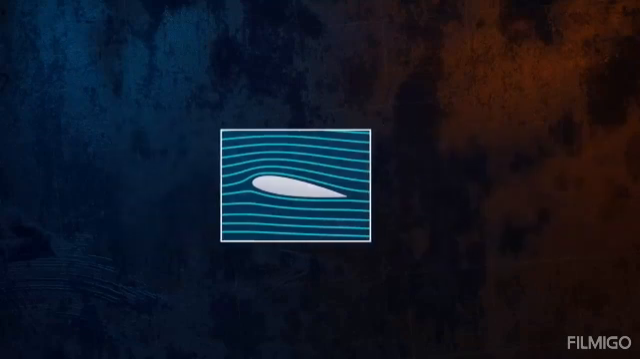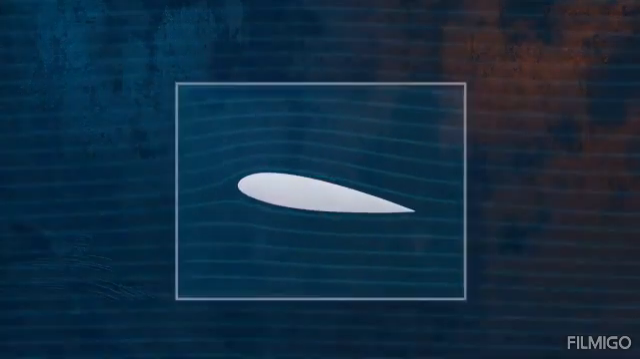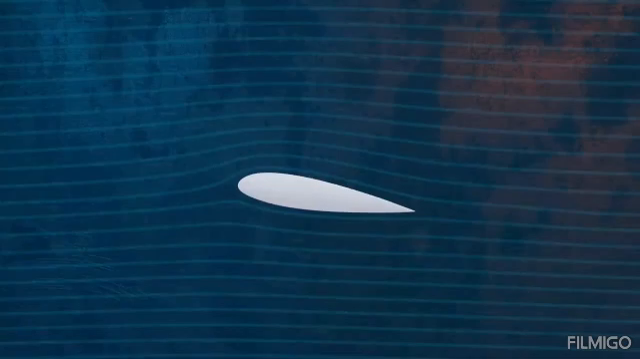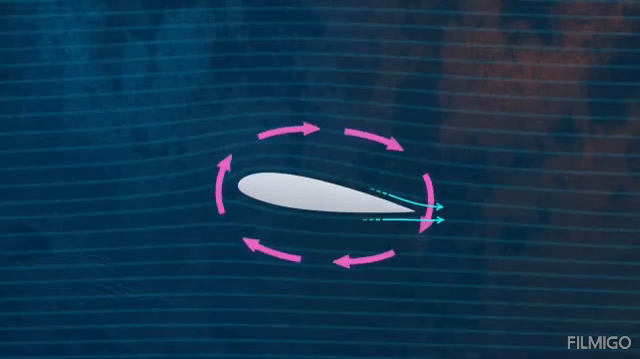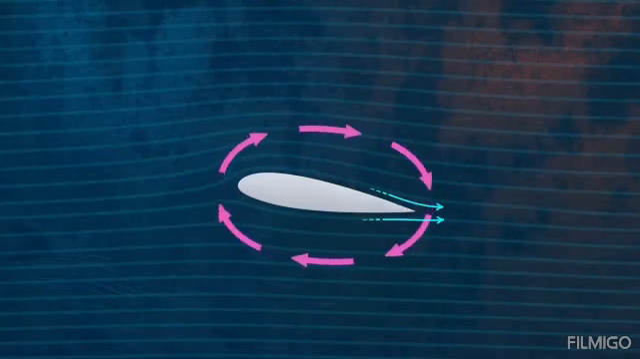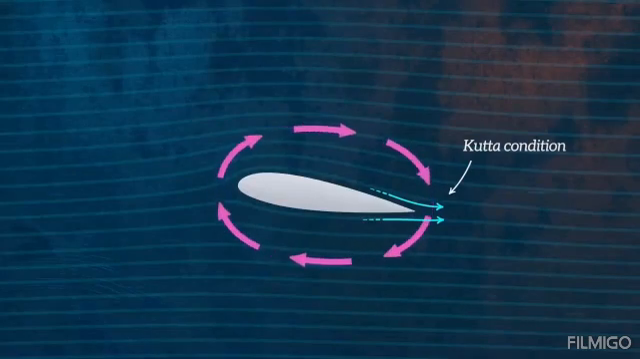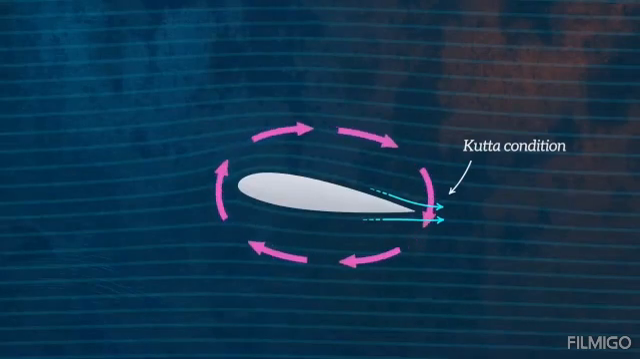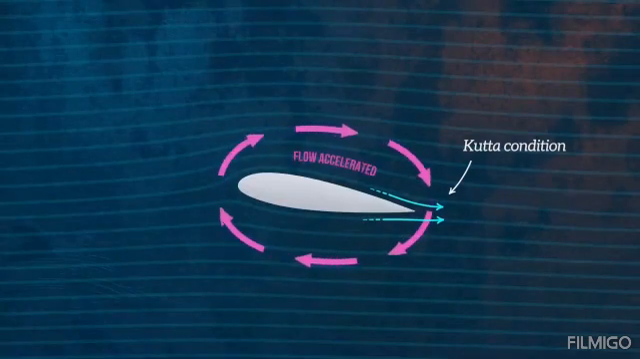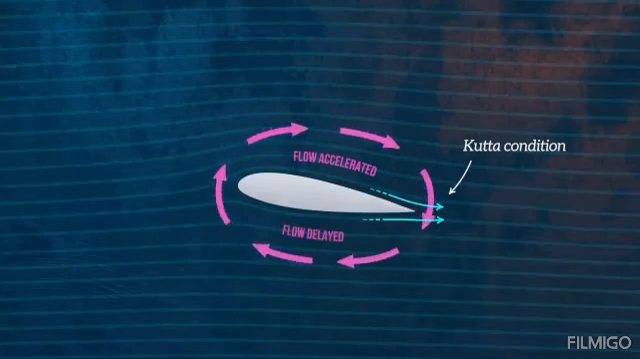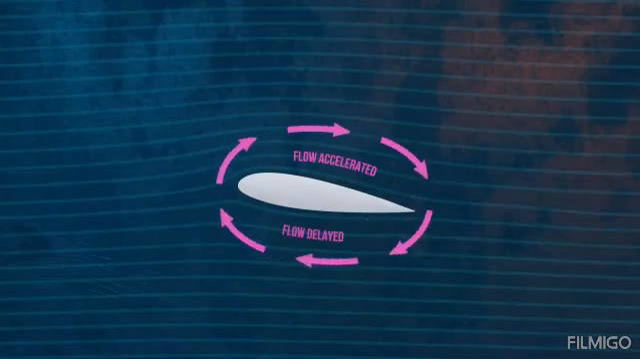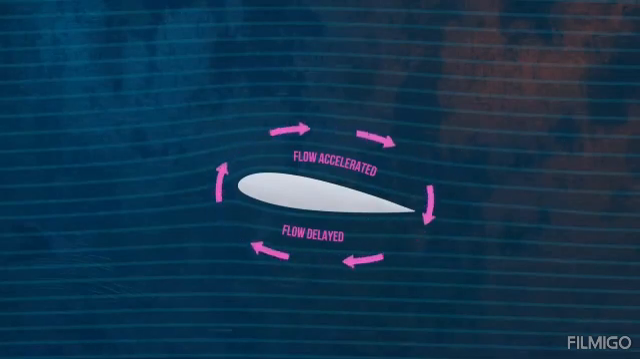If we impose a condition that says the flow above and below the airfoil must be parallel when leaving the trailing edge, we can calculate the exact amount of circulation that must be generated by the airfoil to do this. This is called the Kutta condition. Circulation has the effect of accelerating the flow above the airfoil and delaying the flow below it, which gives us the explanation we need so that we can apply Bernoulli's principle.